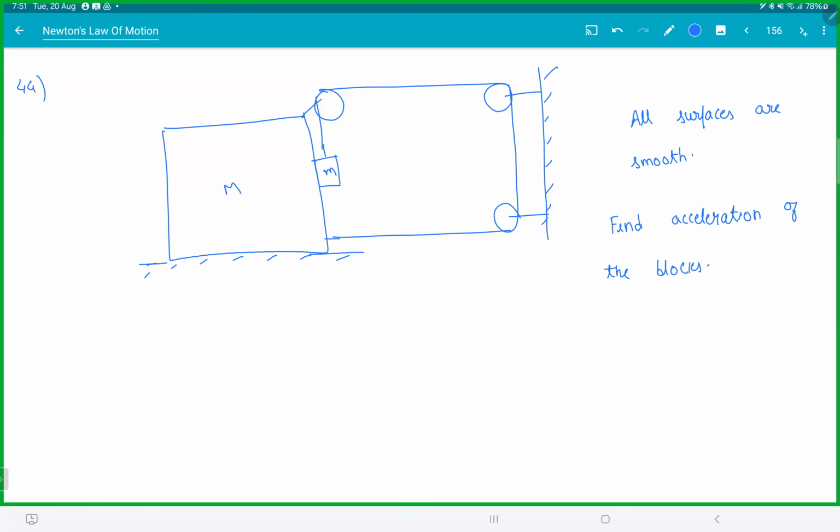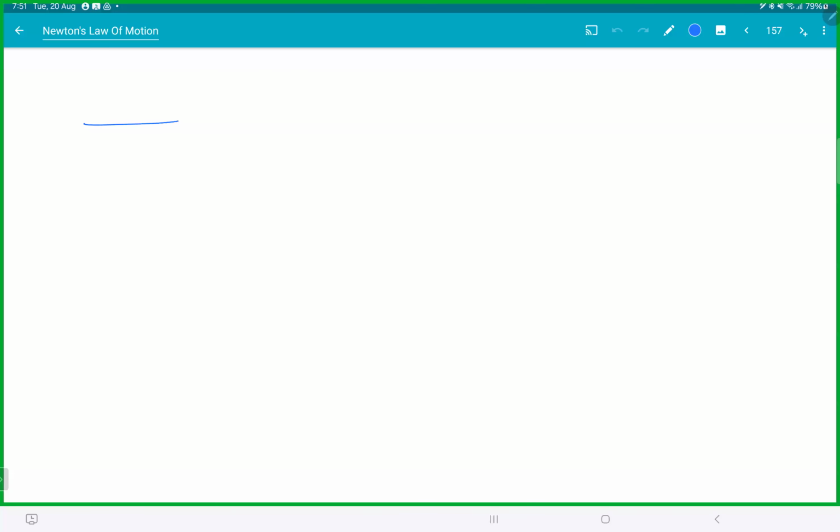Answer comes in also small m and capital M. Step 1, FBD. Check whether you got these things right. In the FBD, you always include the pulley. Tension, tension, tension, normal reaction, your own weight, and on the ground. For the small block, tension, normal reaction, mg.